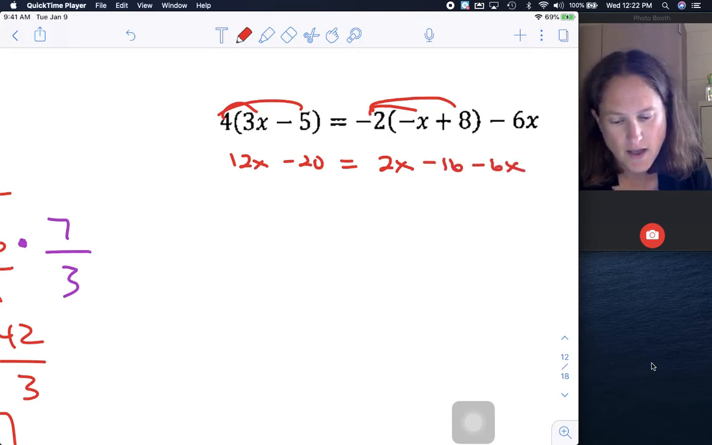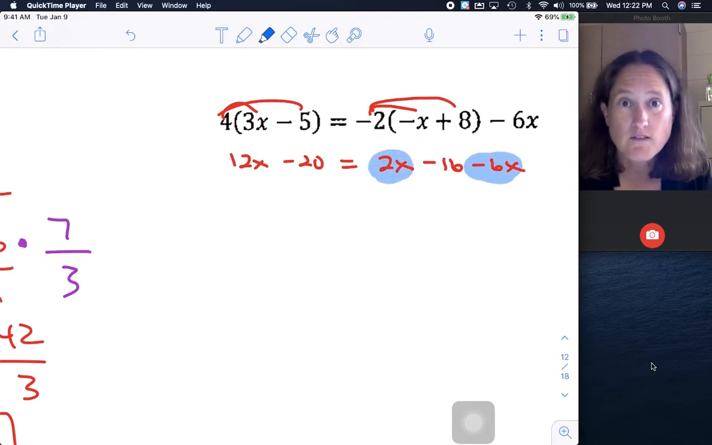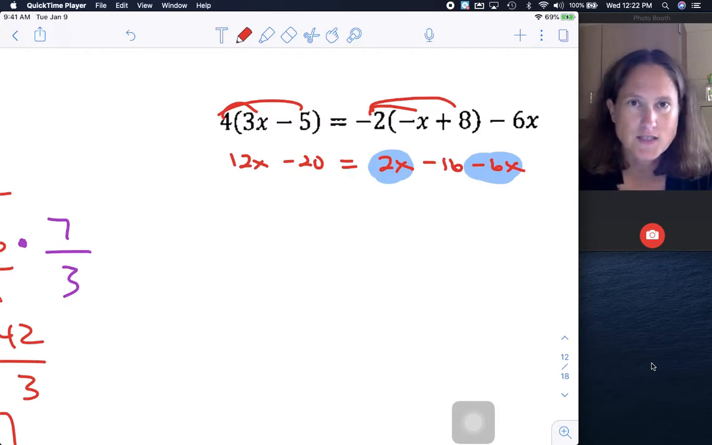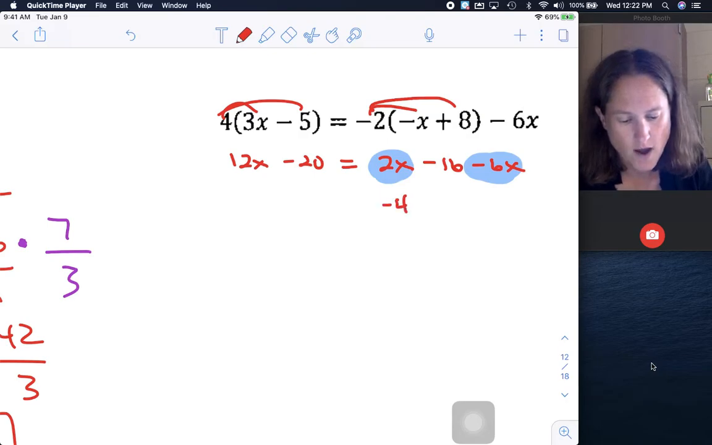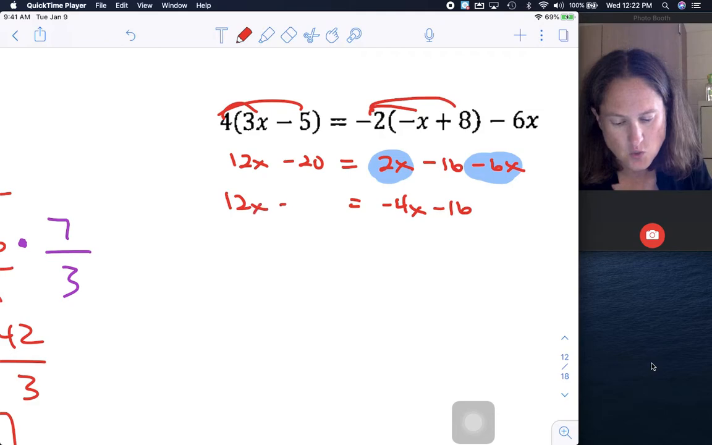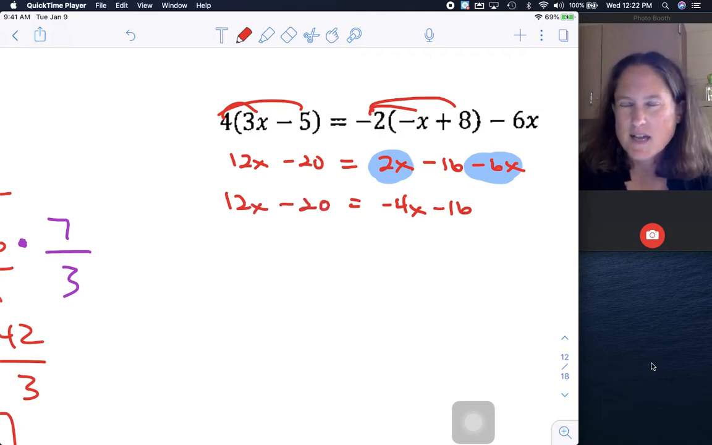Then you can go ahead, and since the 2x and negative 6x are on the same side of the equal sign, you just combine them. You don't do the opposite or anything fancy like that. You just combine the like terms. So those become negative 4x minus 16, and then 12x minus 20 on the other side. And then it's the exact same thing that I just did with the next example.